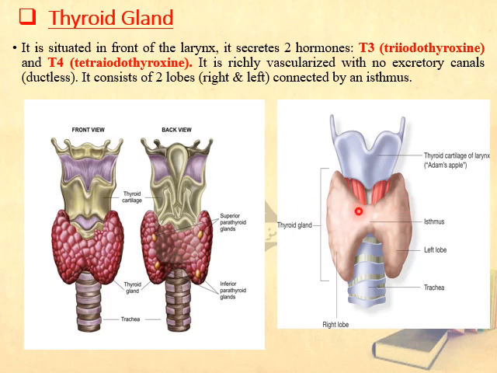And look from here at this figure. It consists of two lobes. This is the right lobe and this is the left lobe connected by an isthmus. This is the complete structure of a thyroid gland. So till now, we've known the location of the thyroid gland. It's located in front of the larynx. It secretes T3 and T4 hormones. It is highly vascularized and it consists of two lobes, right and left lobes. So this is concerning the structure of the thyroid gland.